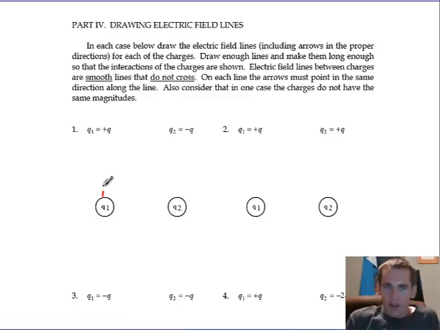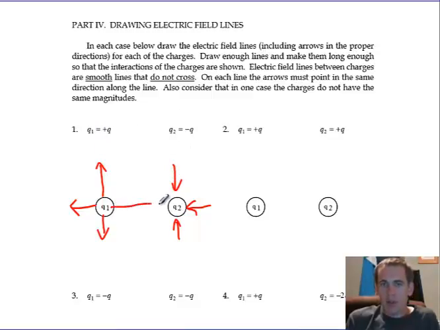Okay, Q1 is going to have an electric field line that points away from it. Q2 is going to have electric field lines that point towards it. And since these are equal charges, plus Q, minus Q, they should have an equal number of lines. Well, what's going to happen between them? This field line is going to go from here to there, and if we had one that was trying to go this way, it would get pulled towards Q2. So this is sort of what this one looks like.